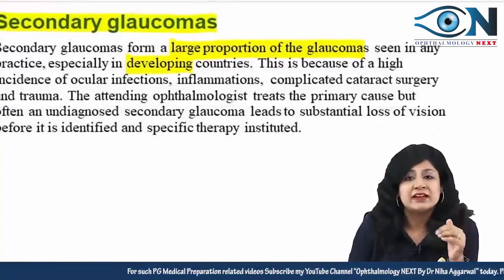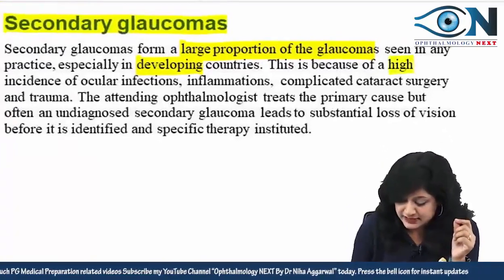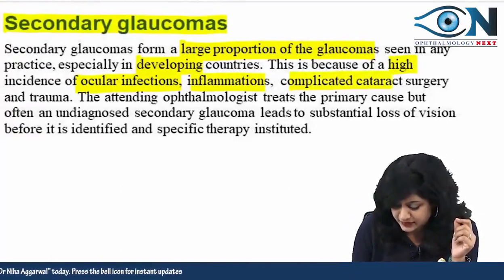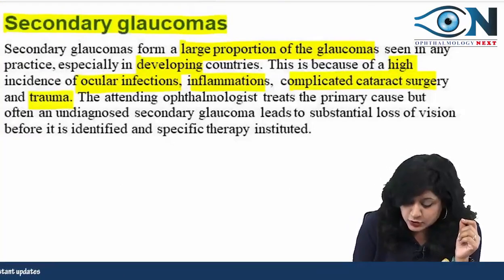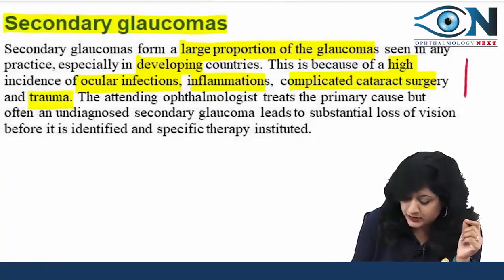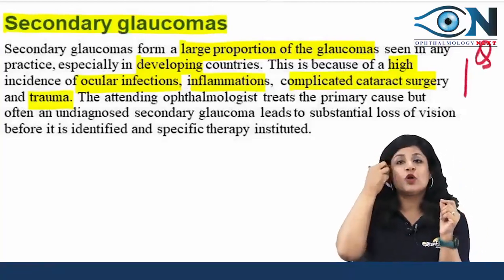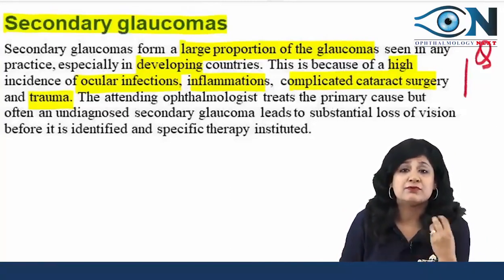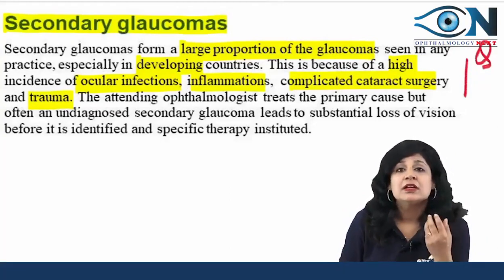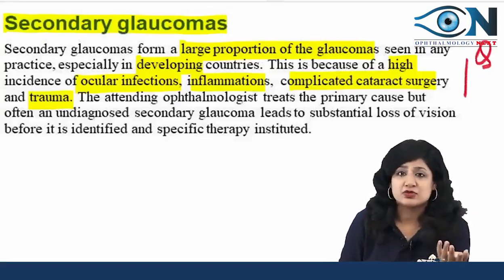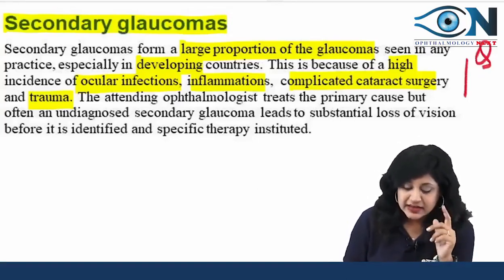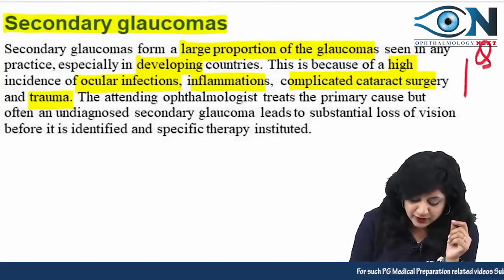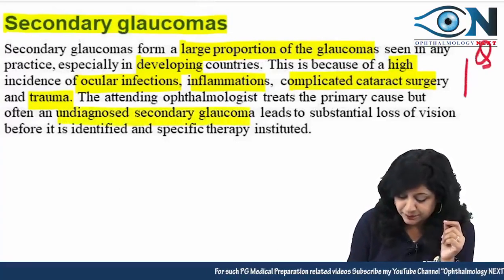And why this is occurring, as I told you, is because there is a high incidence of ocular infections, inflammations, complicated cataract surgery and trauma. So basically these are the important causes of your secondary glaucoma. Whenever we have a patient suffering from ocular infections, inflammations, trauma, or surgery, we can actually have secondary glaucomas, and the attending ophthalmologist treats the primary cause but often misses an undiagnosed secondary glaucoma.